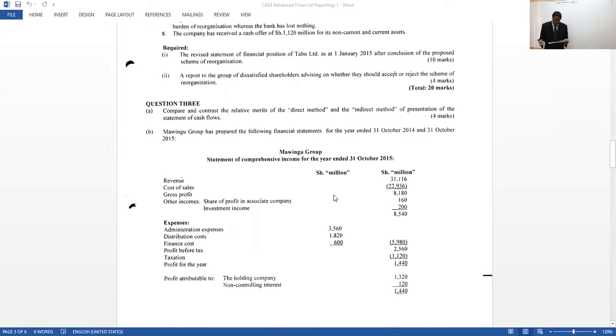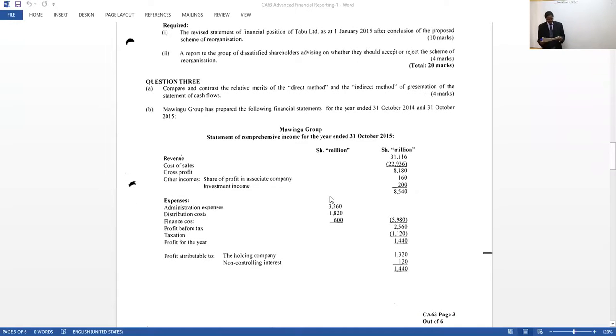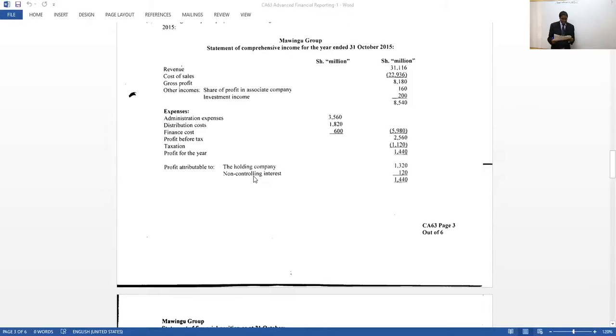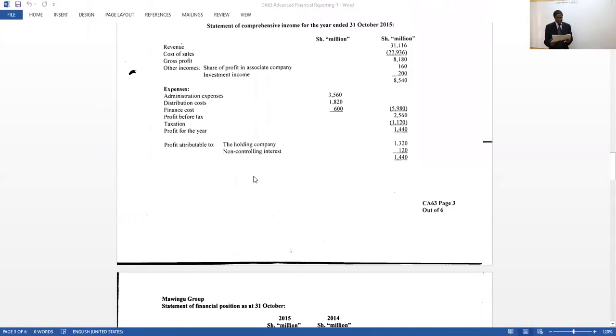For now, my emphasis is only on part B, which says, Mawingo Group has prepared the following financial statements for the year ended 31st October 2014 and 31st October 2015. So you are given the income statements there. In that income statement, there is revenue, cost of sales, gross profit, income in terms of share of profit from associate. Then you have investment income, you have admin expenses, you have distribution cost, you have finance costs, you have profit before tax, you have taxation, you have profit for the year, then you are given profit attributable to non-controlling interest and controlling interest.